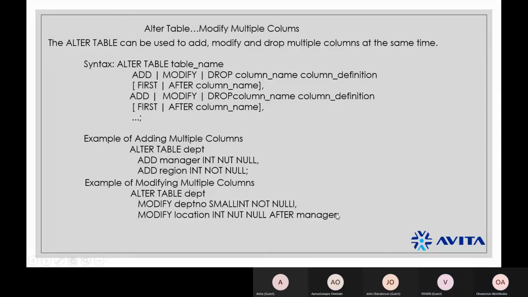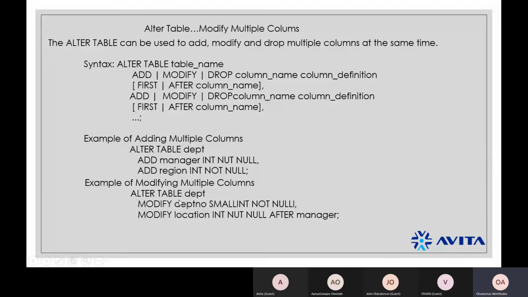All right, so alter table, modifying multiple columns at the same time. It says the alter table can be used to add, modify, and drop multiple columns at the same time. So let us look at this example. Same way, add multiple columns to a table: alter table dept add manager_id integer not null, add region integer not null. We are adding, so you can add multiple columns at the same time.